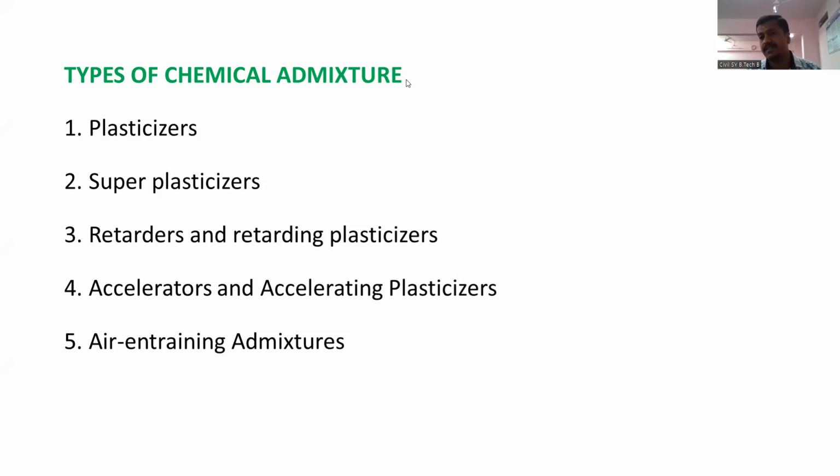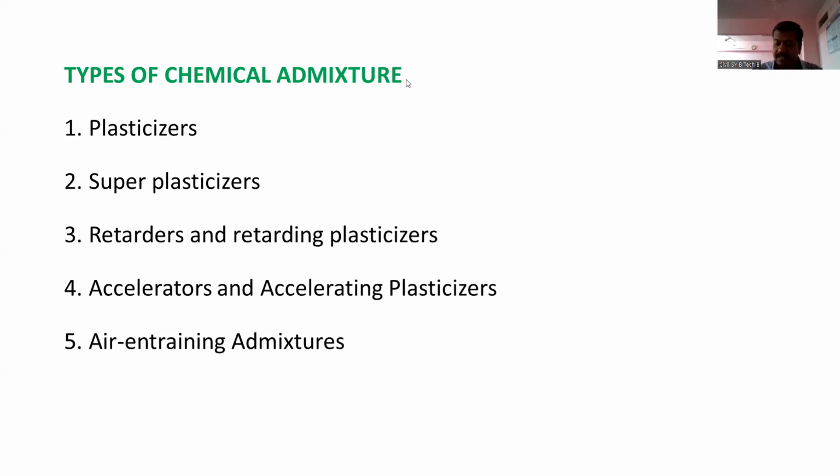use the plasticizers. So what plasticizers will do, if you are going to use the plasticizers, you can reduce the water to cement ratio by around 30% maximum. Okay, so we can reduce the water content by around 30% if you are going to use the particular plasticizers. ठीक आहे, प्लास्टिसायझर ने तुम्ही 30% पर्यंत वॉटर रिड्यूस करू शकता. जनरली जे यूज करतो आपण 20 ते 30% पर्यंत आपण कॅल्क्युलेट करतो.